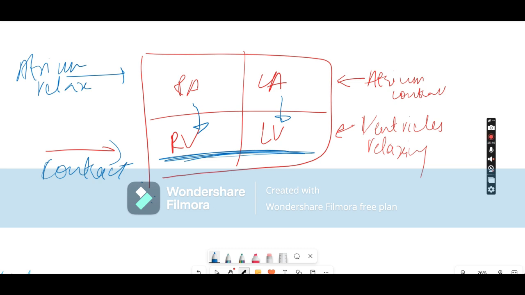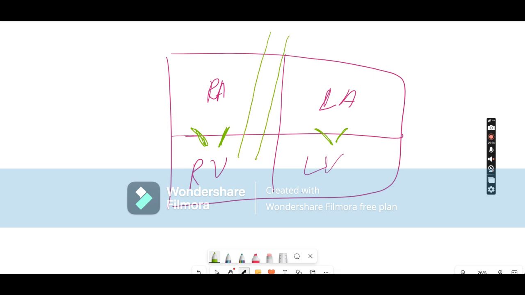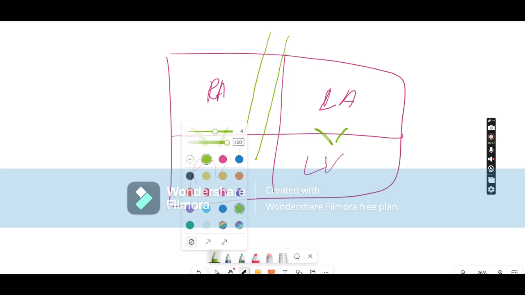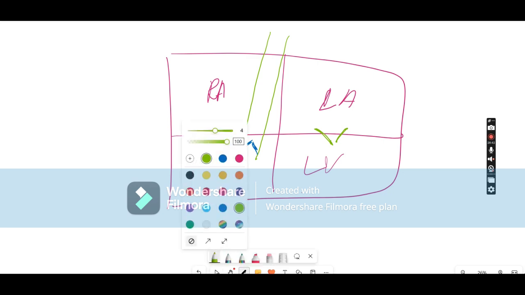Now let us talk about the valves. We have the right atrium, left atrium, right ventricle, left ventricle. First, we have one valve out here. We have one valve out here, and then we have the pulmonary artery. We have a valve in the pulmonary artery too, and then we have a valve in the aorta as well.